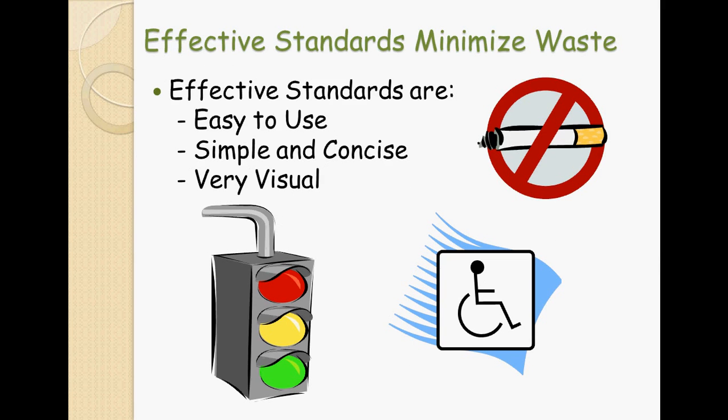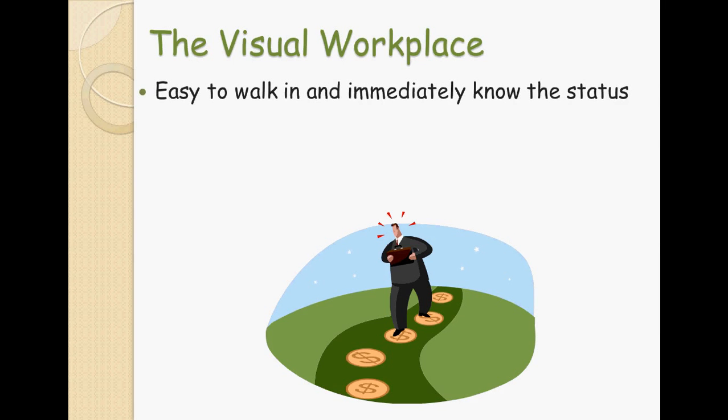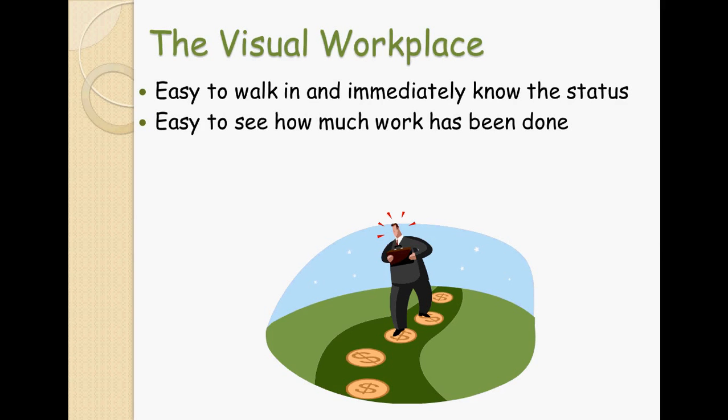Now, when we talk about effective standards, an effective standard is going to be easy to use, simple and concise, and very visual. And one of the most effective standards we have available today is the visual workplace. Wouldn't you love to be able to walk in your process and immediately know the status of the work without asking someone? Wouldn't you love to know how many widgets are waiting, how many have been done, and how many are ready for shipment?